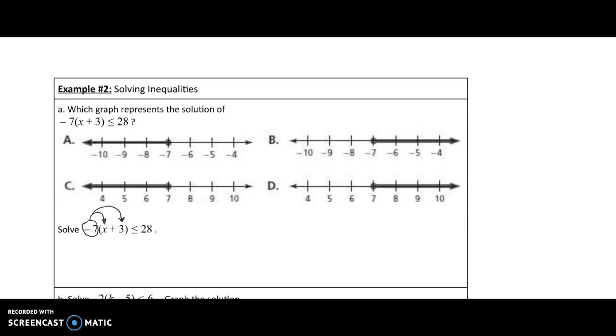So we have negative 7 times x, which is negative 7x. Negative 7 times positive 3 is negative 21, is less than or equal to 28. Now we can solve. So I'm going to draw my line down my inequality. I have subtraction, so that means I need to do addition. So I'm going to add 21 to both sides.